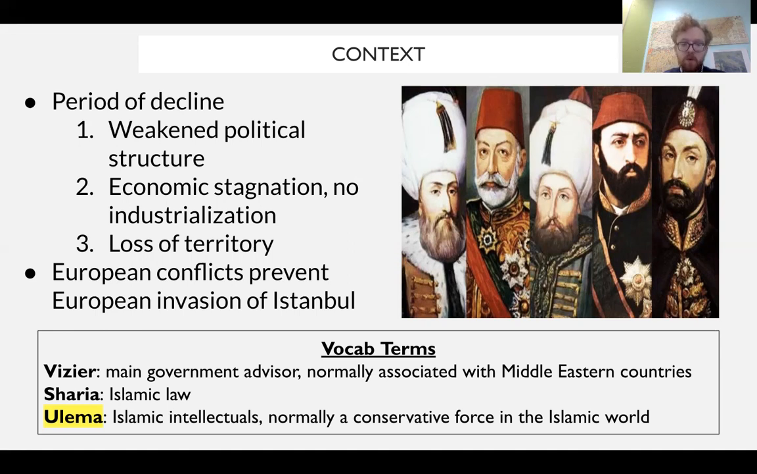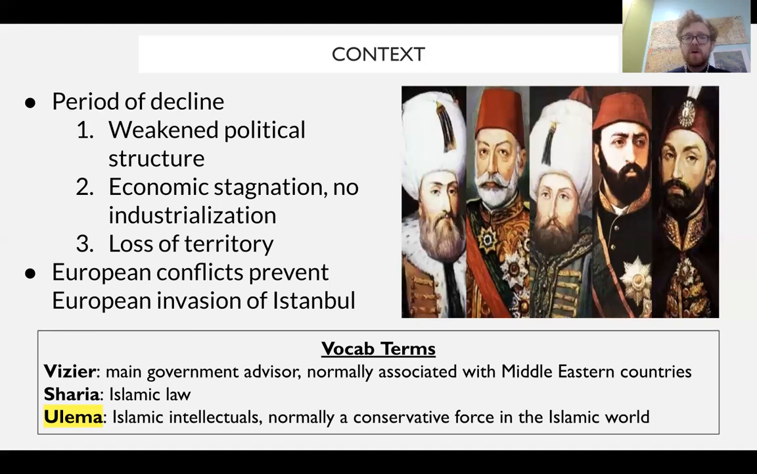We will see more reliance on the vizier in the Ottoman Empire. So the vizier, typically associated with a Middle Eastern country, they're basically a prime minister for the Ottomans. But increasingly, the vizier is taking a lot more power away from the sultans. This is leading to a very weakened political structure.